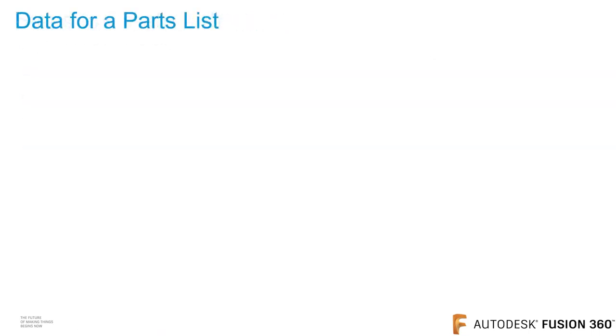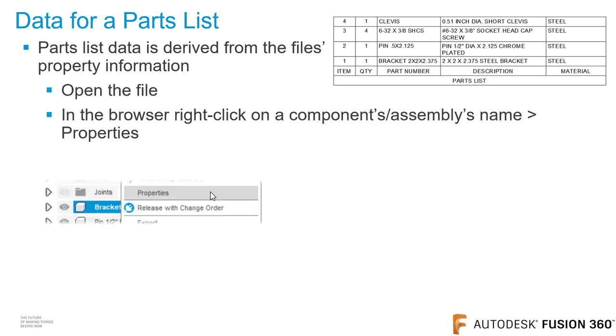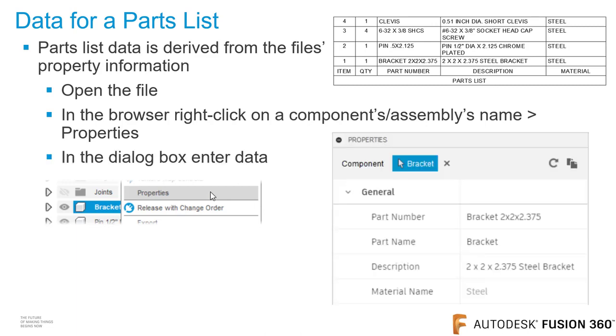In regards to a parts list, I want to discuss where this data comes from. The parts list data is derived from the file's property information. To edit this data, open up the desired file. In the browser, right-click either on the components or the assembly's name, and from the menu, click Properties. Now in the Properties dialog box, you can change the part number, the part name, and the description.